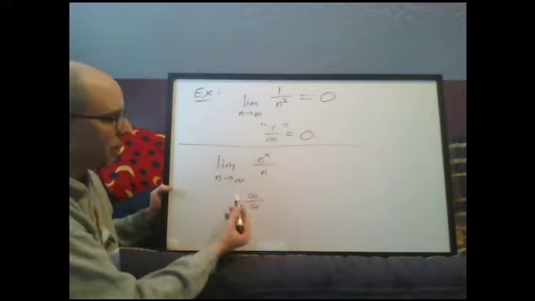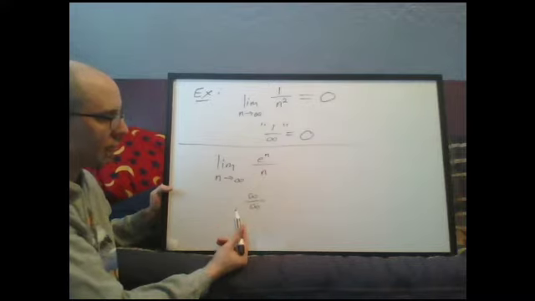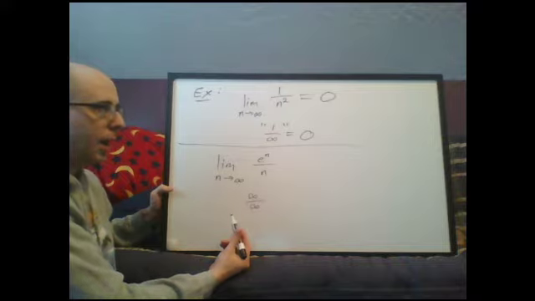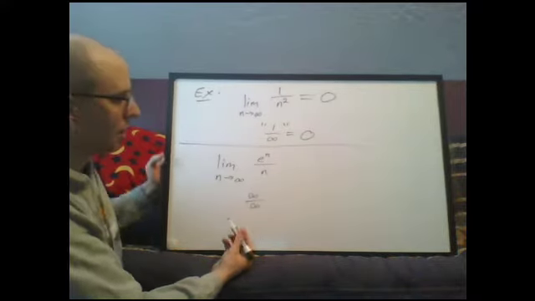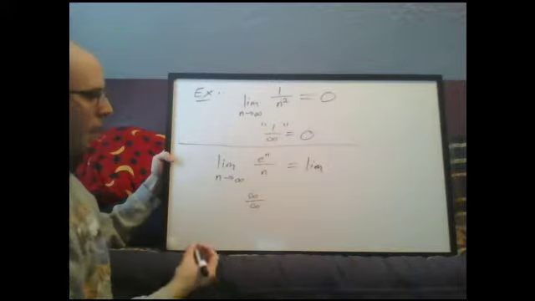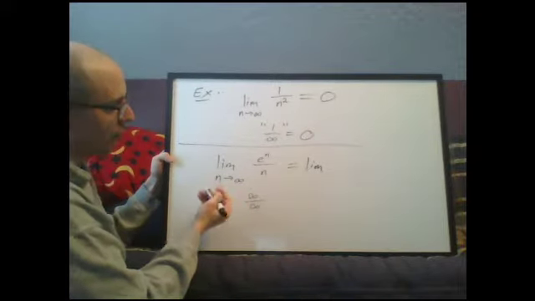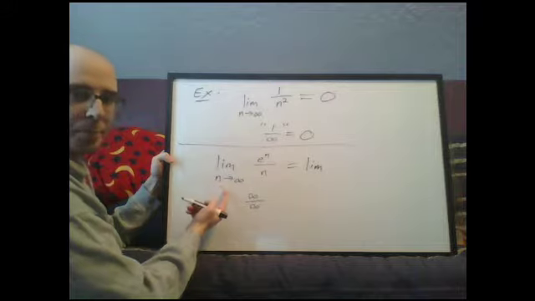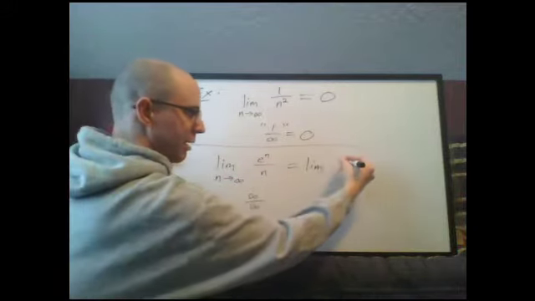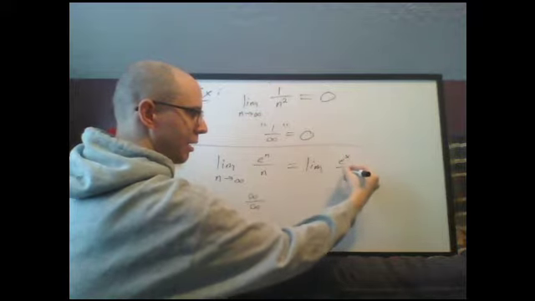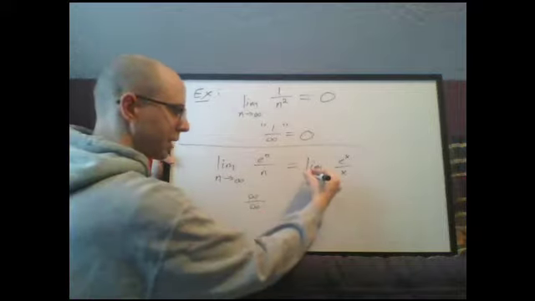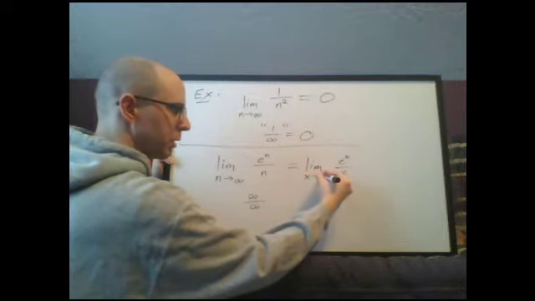So if these were x's instead of n's, this would be a L'Hopital's rule problem. And in some sense it still is, but only because here I'm using n to represent whole number inputs. But if I replace n with x, I get the function e to the x divided by x. That still makes sense for real number inputs x.